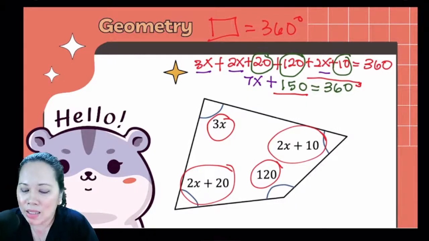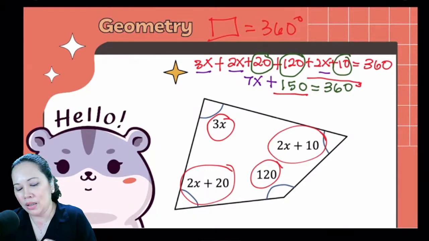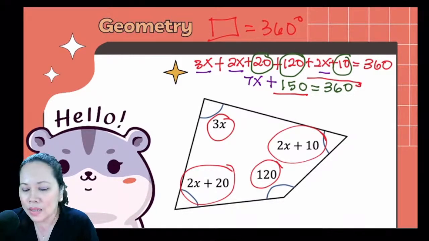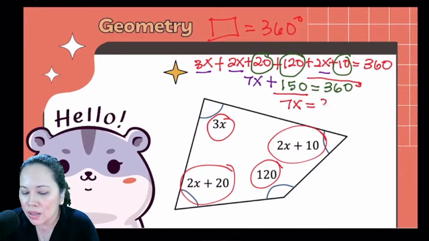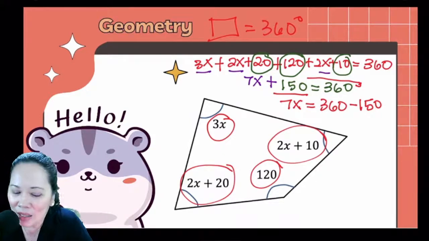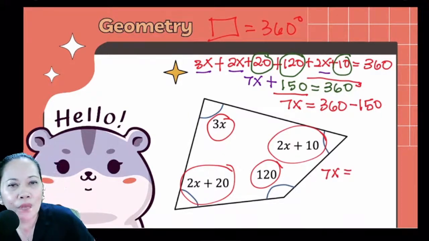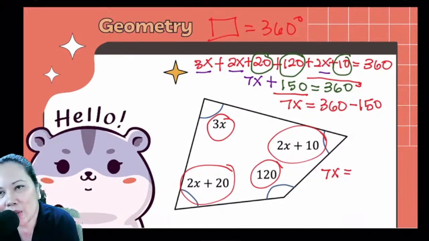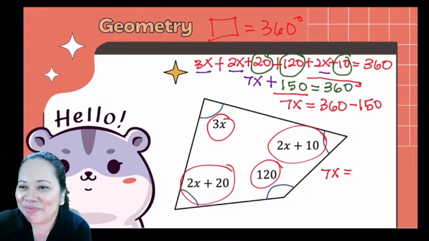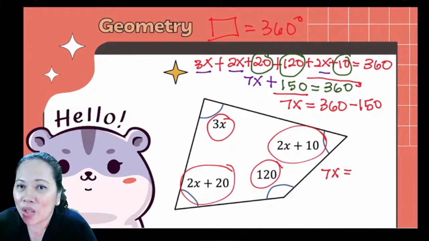All right. So you will have 7x. Uh-oh, my pen again is gone. 7x equals 360 minus 150. What is 360 minus 150? Anyone? Can I just write it here? 7x equals what? What is 360 minus 150? You can type in your answer. You don't need to be shy.